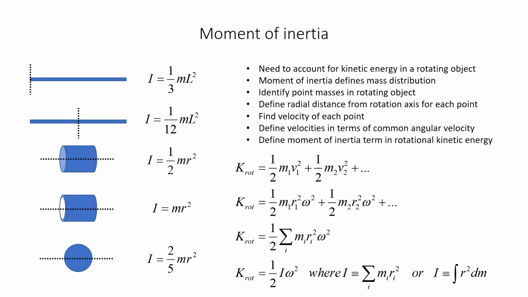The moment of inertia of a thin rod about its end is 1/3 m L squared, where L is the length of the rod. The moment of inertia of a rod rotating about its center of mass is much smaller, 1/12 m L squared. The moment of inertia of a solid cylinder is 1/2 m r squared, where r is the radius of the cylinder, and a hollow cylinder has a moment of inertia of m r squared, while a solid sphere has a moment of inertia of 2/5 m r squared.